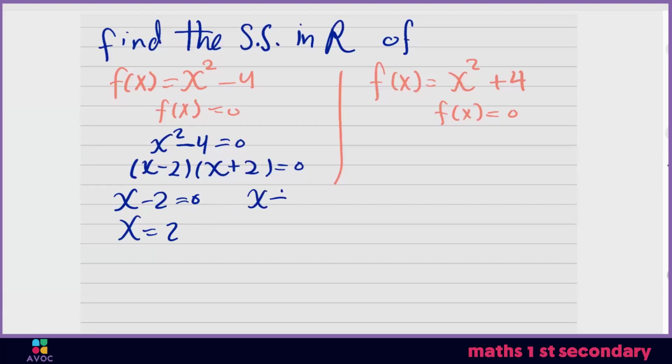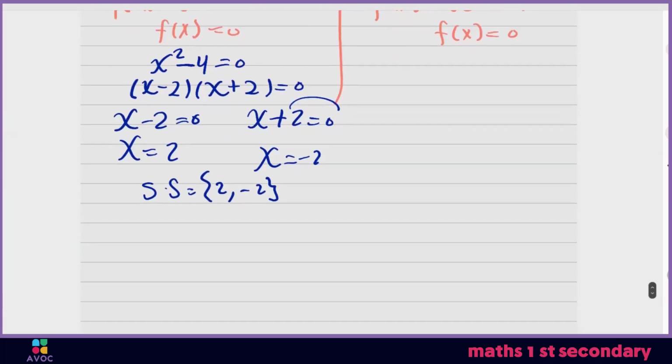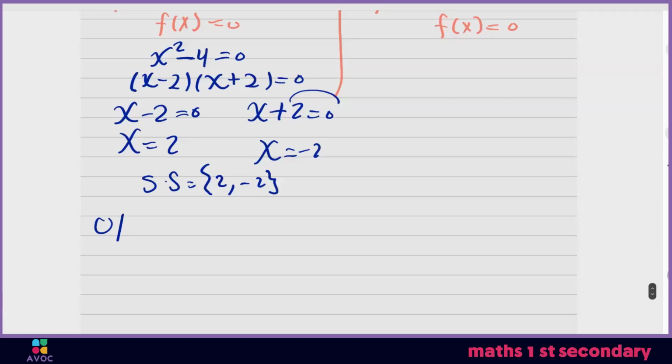Or x plus 2 equals 0, so x here equals negative 2. So the solution set will be 2 and negative 2. I have another way to solve this equation by using the square root.